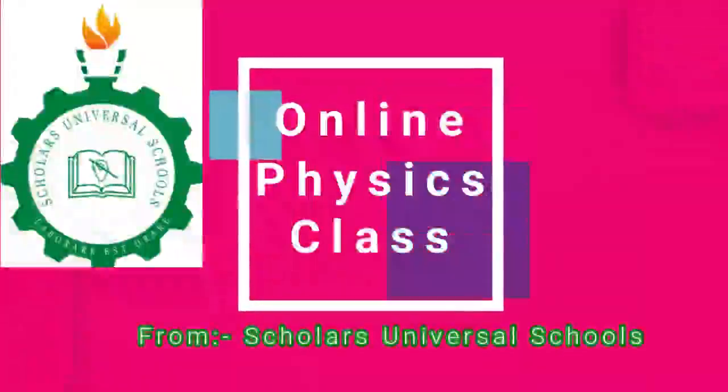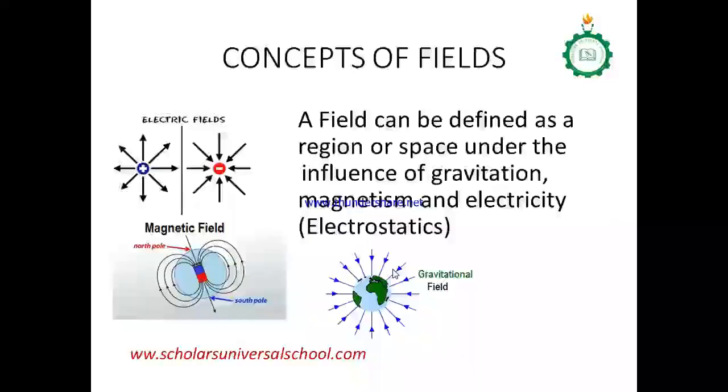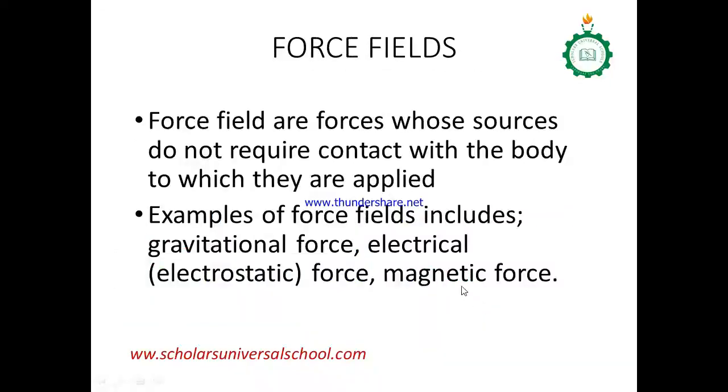We'll be taking description and purposes of fields. A field can be defined as a region of space under the influence of gravitation, magnetism, and electricity. That means looking at these diagrams, electric field, magnetic field, gravitational field, we can see these lines where if a body is in these lines, that means it's under the field of the thing.